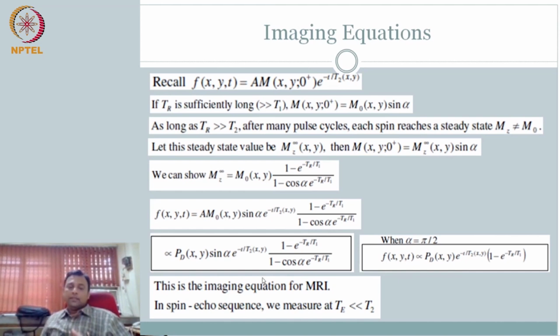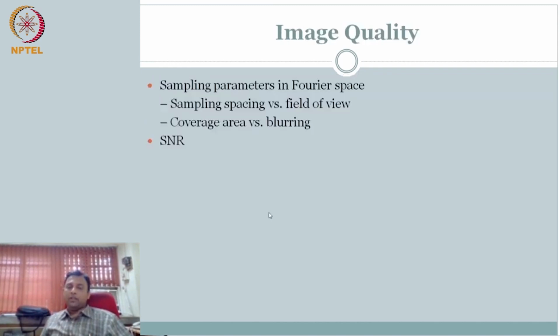Okay. So of course in spin echo we measure with TE far less than T2. Right? We repeat the experiment. Clear? So this completes, in some sense, the image formation. We need to next study image quality.